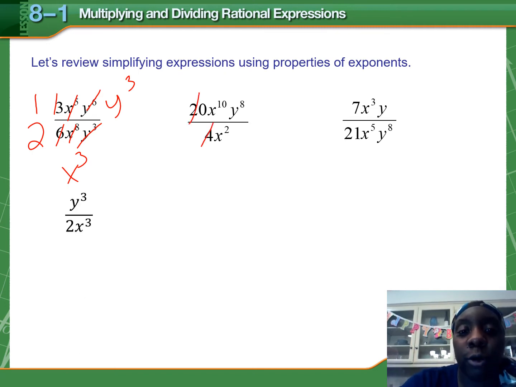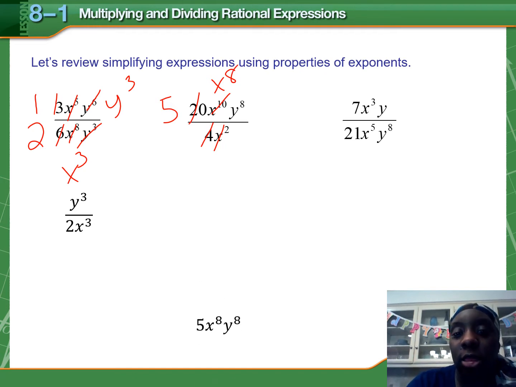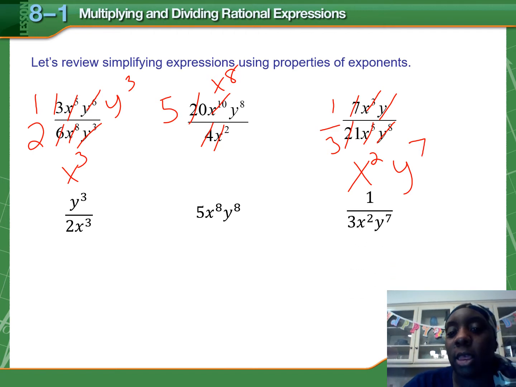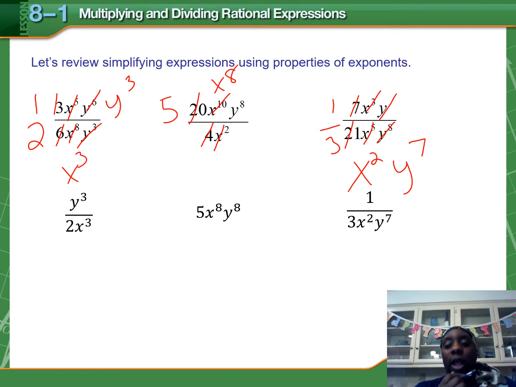20 over 4 is a 5, if you remember that. x10 over x2 is x to the 8th. And we have y to the 8th. And 7 over 21, and x third over x fifth, x2, y over y8, y7. Both variables and their exponents are in the denominator. So 1 over 3x squared y to the 7th.